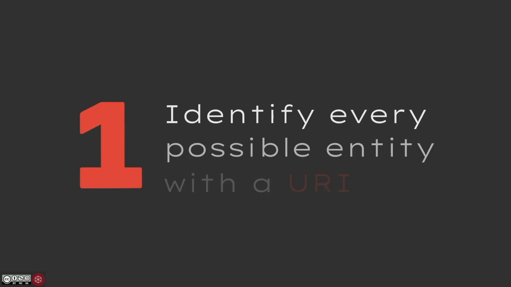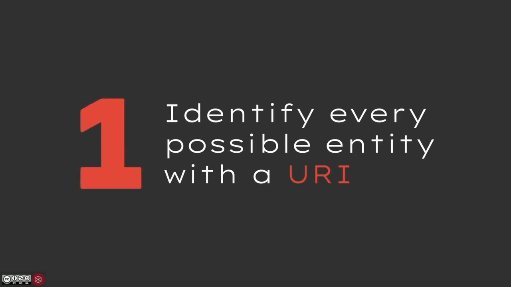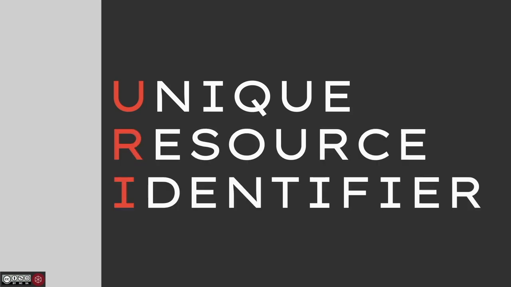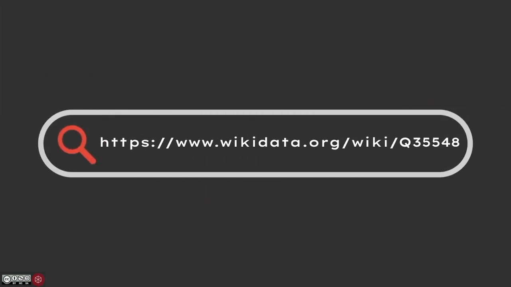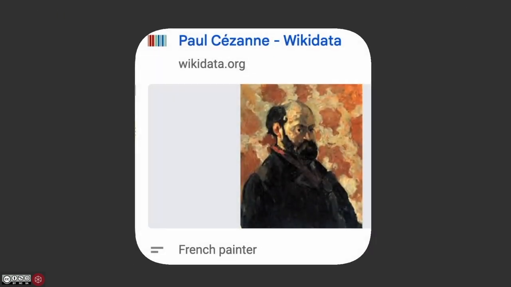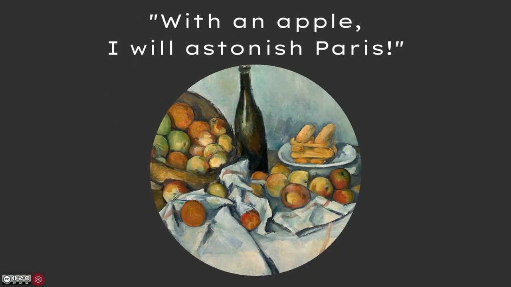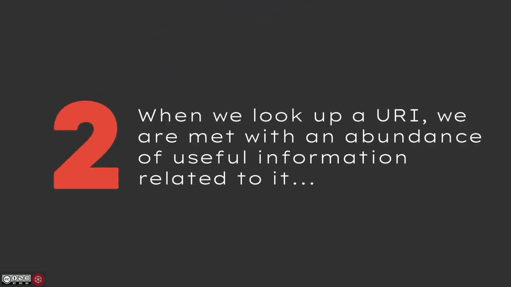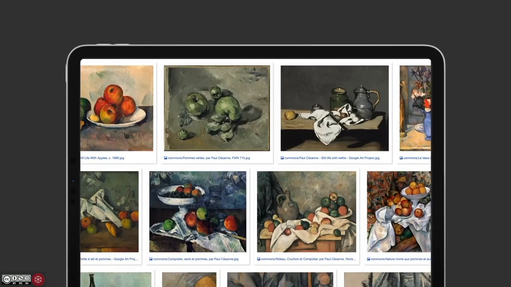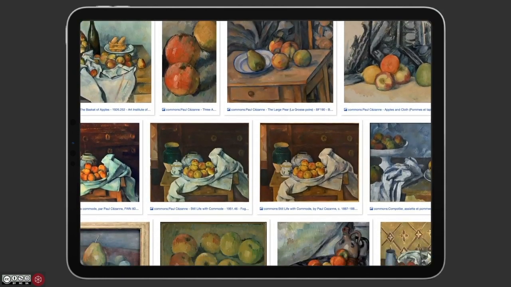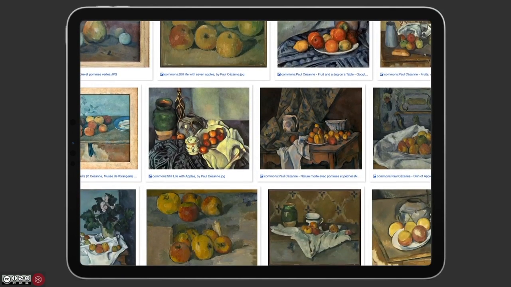The first rule is to identify every possible entity with a URI, which is short for Unique Resource Identifier. Let's take the following URI. It functions as an identifier for the artist Paul Cézanne, who famously said, "With an apple I will astonish Paris," and not some random French guy. The second rule then determines that when we look up a URI, we are met with an abundance of useful information related to it, including endless paintings of apples in varying stages of decomposition.